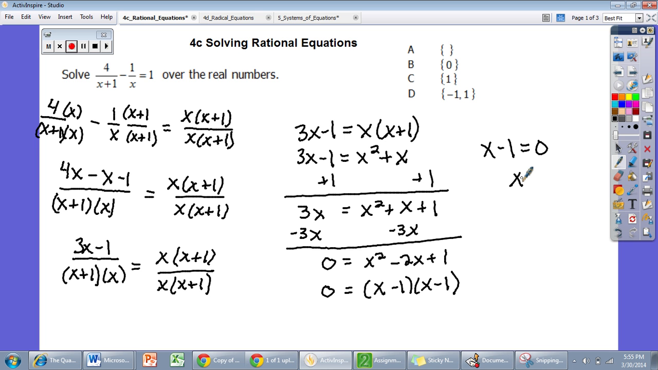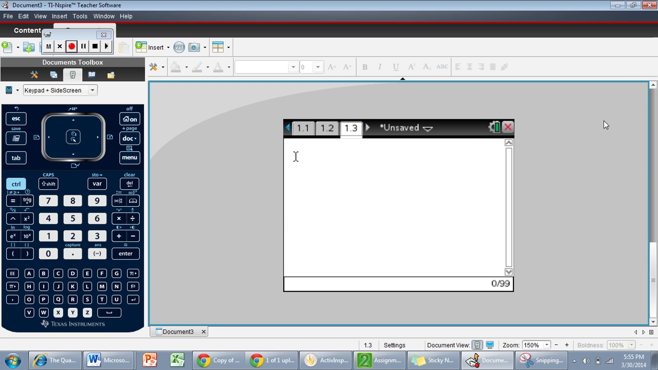So that gives me a solution of x equal to 1. Now before I select that as my answer, I want to make sure that that's a valid solution. So what I do, and I'm going to show you this on the Inspire. If you use an 84, then you should make sure you know how to do this on that calculator as well.